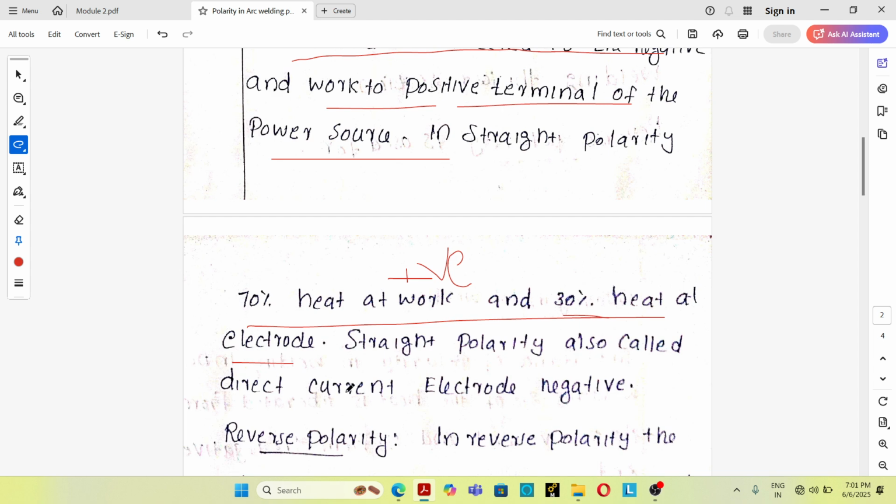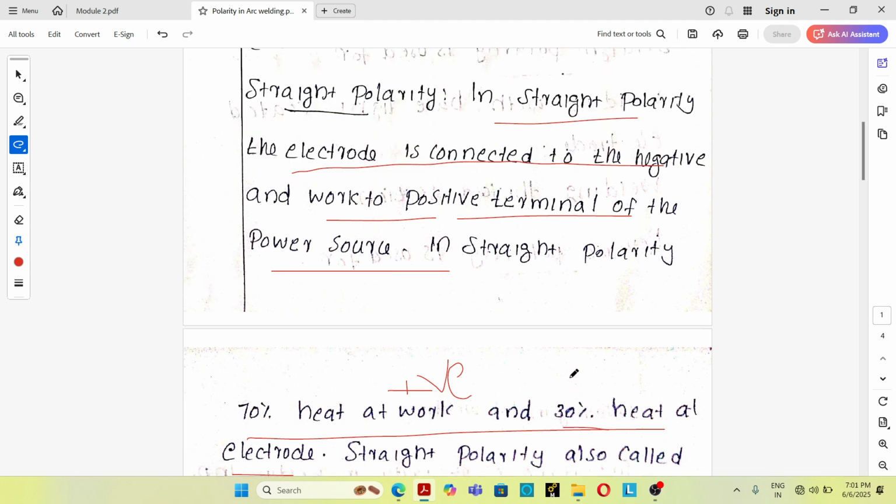Straight polarity is also called direct current electrode negative. So the electrode is connected at the negative. That's straight polarity. In straight polarity, the electrode is connected to negative and the workpiece is connected to positive.